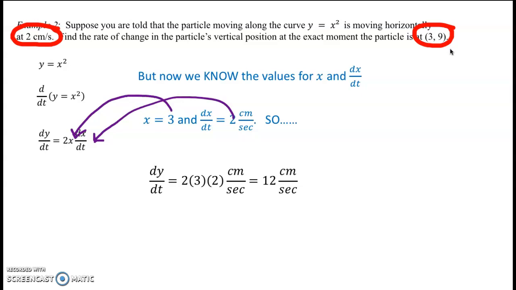This tells me that the particle's vertical position, or in other words, its change in y, its change in its vertical position, at this exact moment, it is moving at 12 centimeters per second.